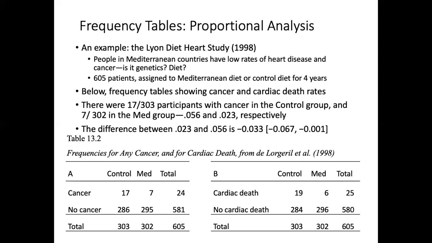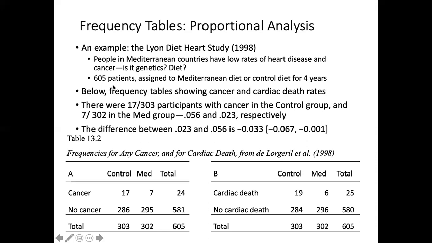But this particular study, which is now over 20 years old, was looking at why people in Mediterranean countries tend to have lower rates of heart disease and cancer. People were trying to understand, is this genetics? Is it diet? What's going on? And so one thing they investigated was whether a Mediterranean diet had any effect on rates of these diseases. And so they took 605 patients and assigned them to either a Mediterranean diet or a control diet for 4 years, right? So this is a long-lasting kind of study.